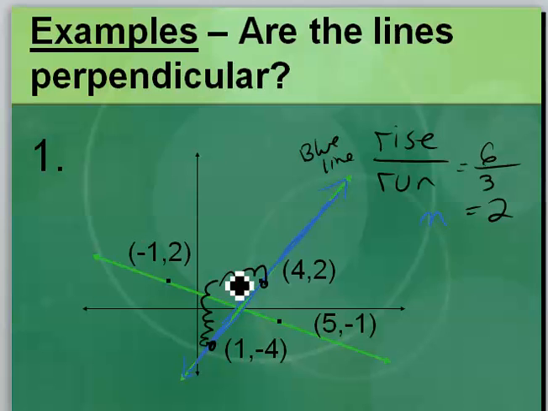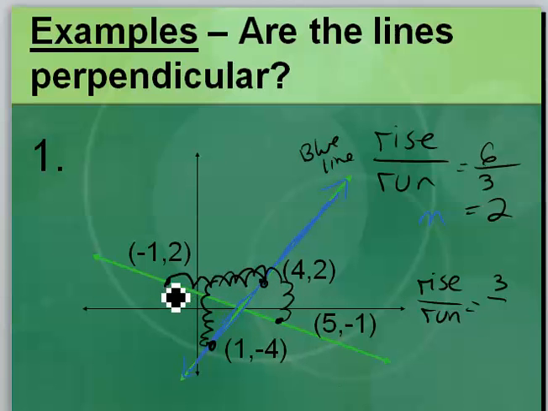We're going to find the slope of the line that I left green, doing the same method, rise over run. And again, you can use your slope formula. I'm going to count the rise from -1 to 2. So 1, 2, 3. And the run from 5 to -1. 1, 2, 3, 4, 5, 6. 3 over 6 reduces to 1/2.